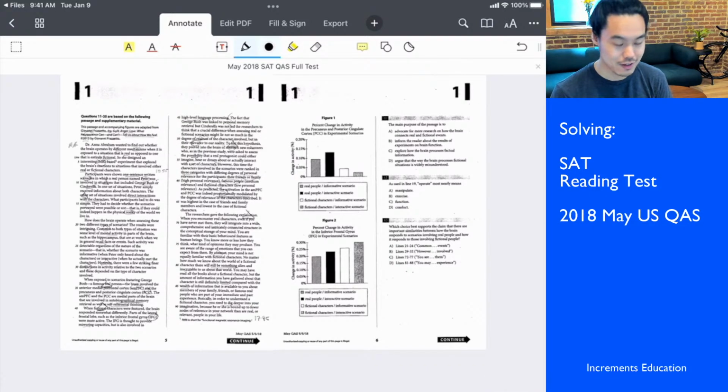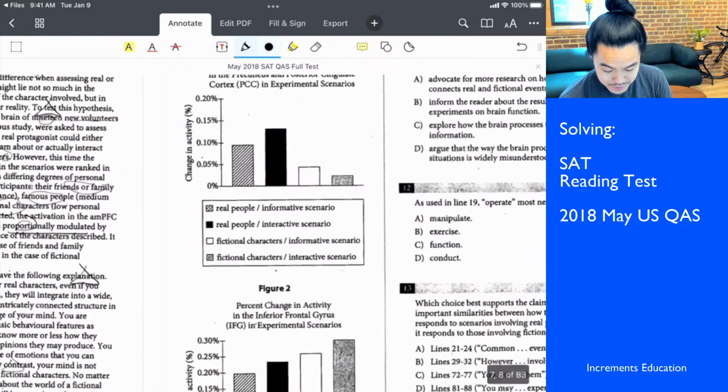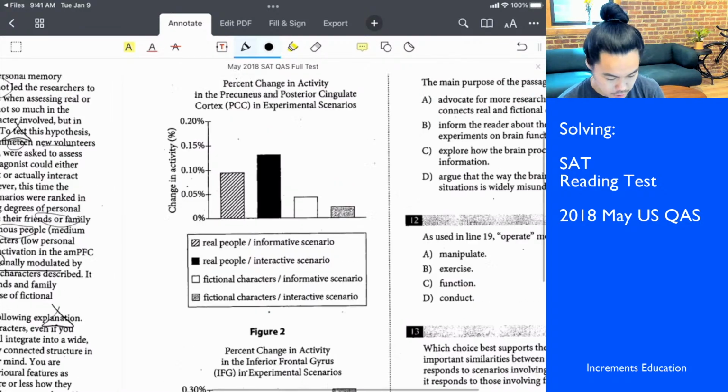Holy crap. But at least this one I can... Hang on. I didn't finish the passage. I'm going to continue time, and then I'm going to do my map of this passage. Okay? Here we go. 3, 2, 1.